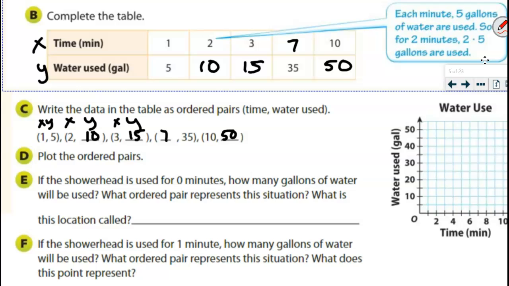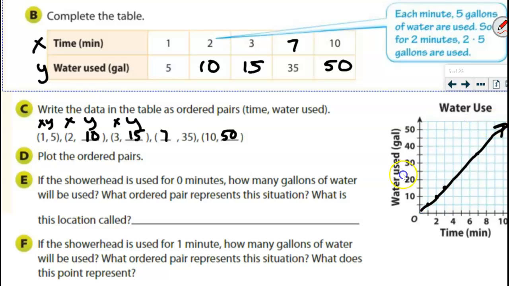Okay, I can turn around then and graph that right over here on this little graph. So I'm going to go over 1 minute, up 5 gallons, over 2 minutes, 10 gallons, 3 minutes, 15 gallons, 7 minutes, 35 gallons, 10 minutes, 50 gallons, and I can put an arrow through these. Oh, that's pretty good, actually.